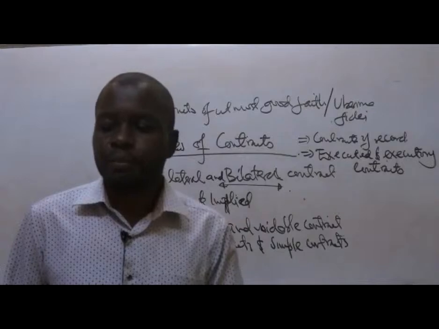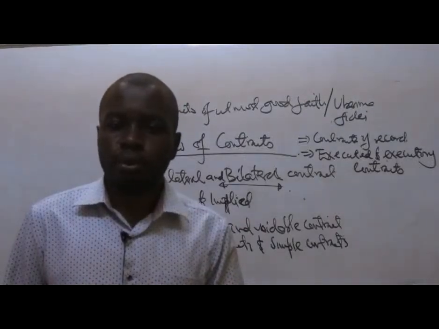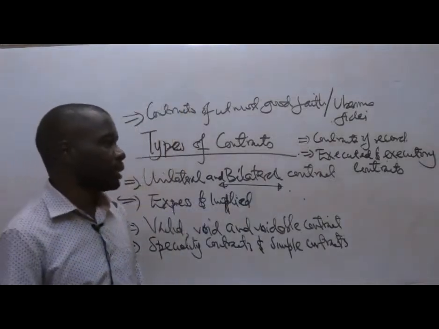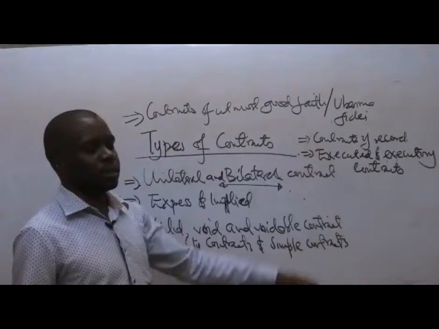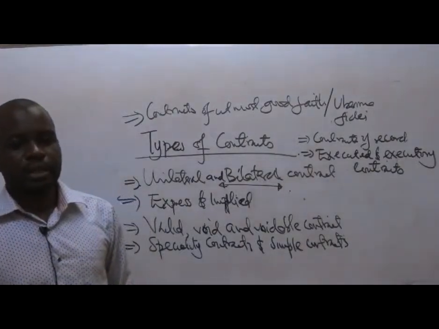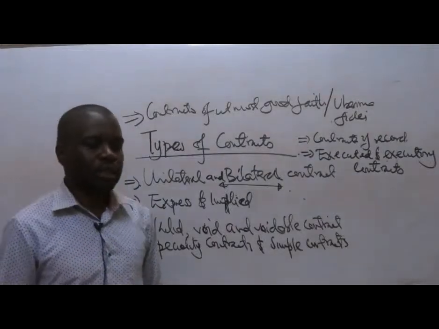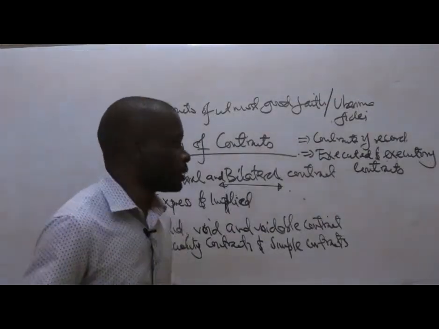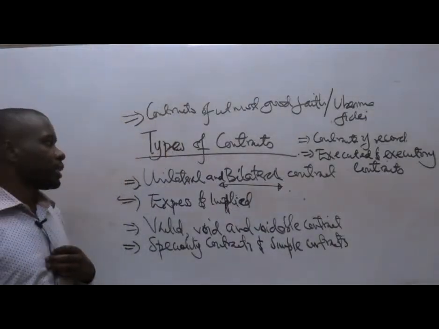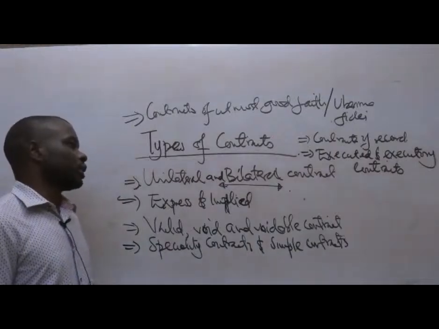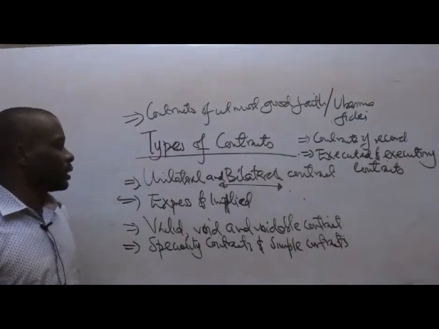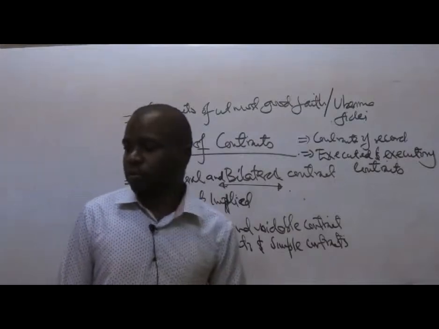The party who has been called upon to be evicted from a particular area has no option but to follow the pronouncements the court has made. So those contracts or agreements that arise as a result of a court ruling or judgment will be termed contracts of record. Those are the types of contracts that we can have under the law of contract.